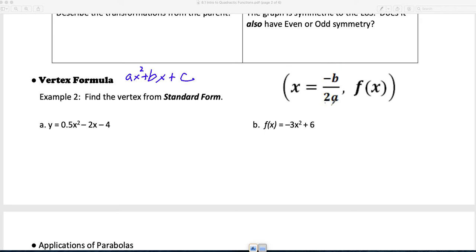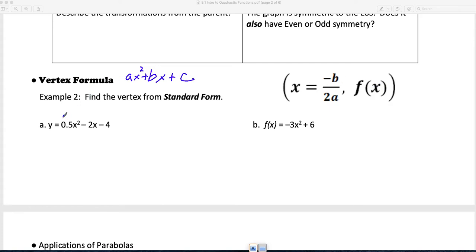And it has to be in standard form because that is A and that is B, and it only is A and B from standard form. And this is the formula. It says the vertex, which is an ordered pair, the x value is going to be negative B divided by 2 times A. And once I have that x value, if I plug it into the function, I'll get the y value that goes with it.